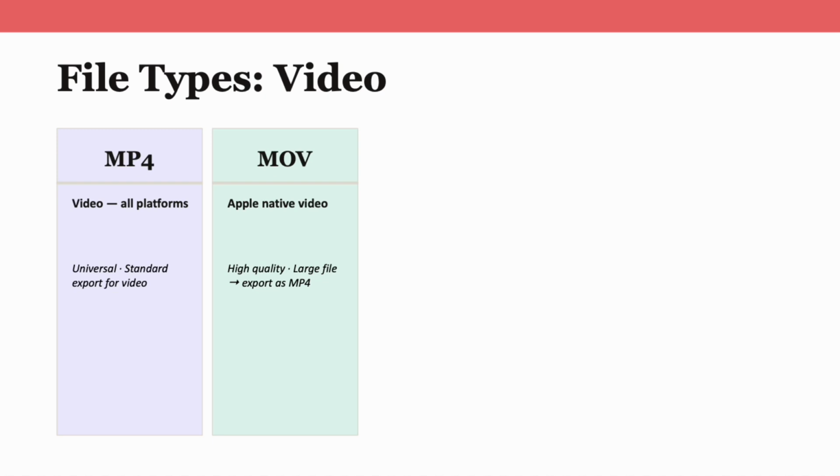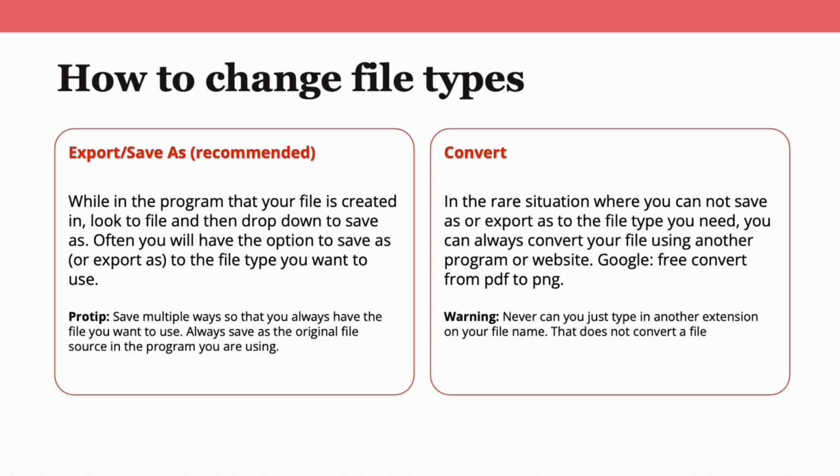For video, there are really 2 formats you need to know. MP4 is the universal standard. If you're posting to social media, uploading to YouTube, sending content to clients, or publishing online, MP4 is almost always your best choice. An MOV is Apple's native video format. It often produces larger files and is useful during editing, but typically you'll always export the final version as an MP4.